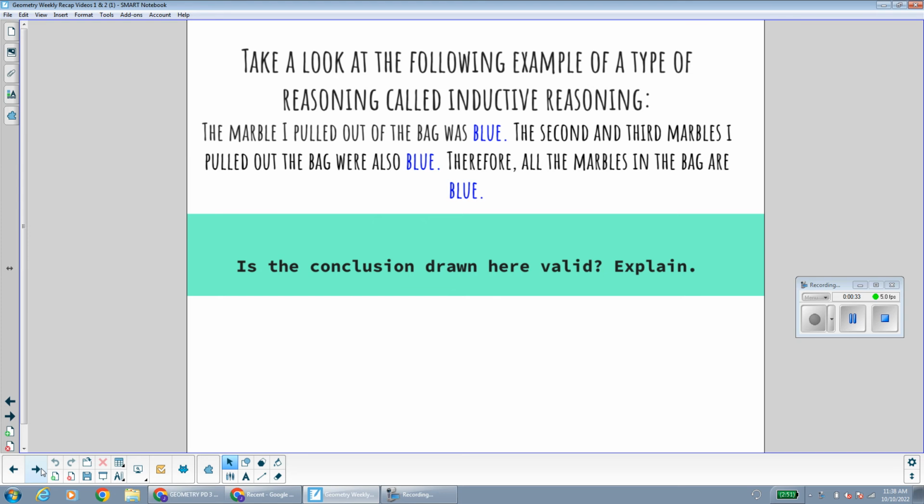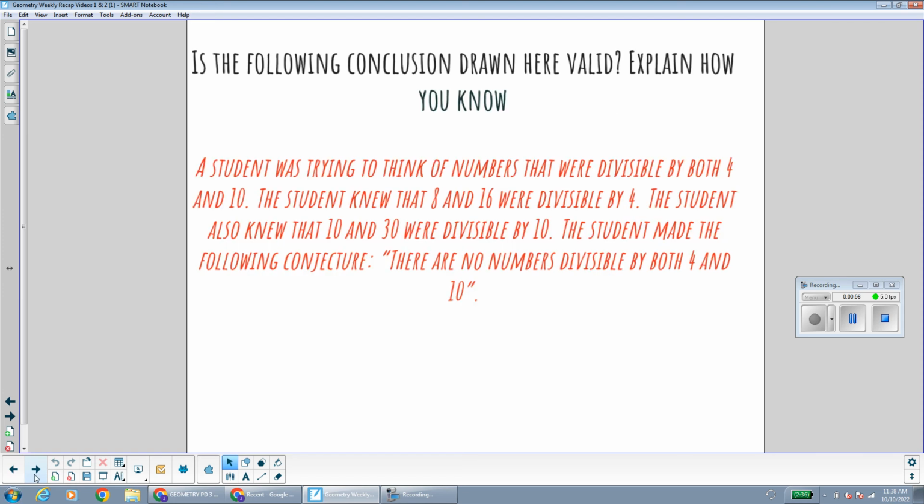What do you think? You might be thinking, just because the second and third marbles that I pulled out of the bag were blue doesn't mean that the fourth and fifth marble also has to be blue. Maybe the fourth marble would be pink. Maybe the fifth marble would be yellow. Let's take a look at the next example and think about, is the conclusion drawn here valid?